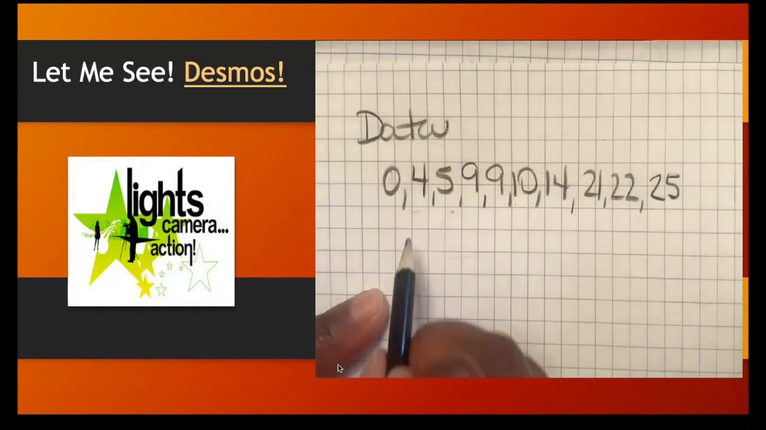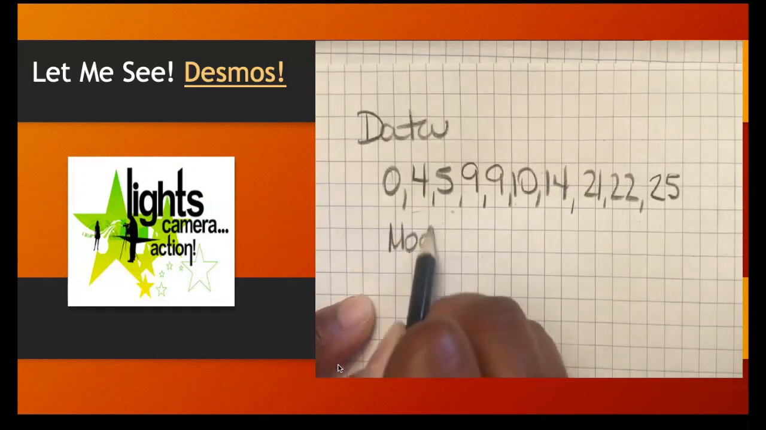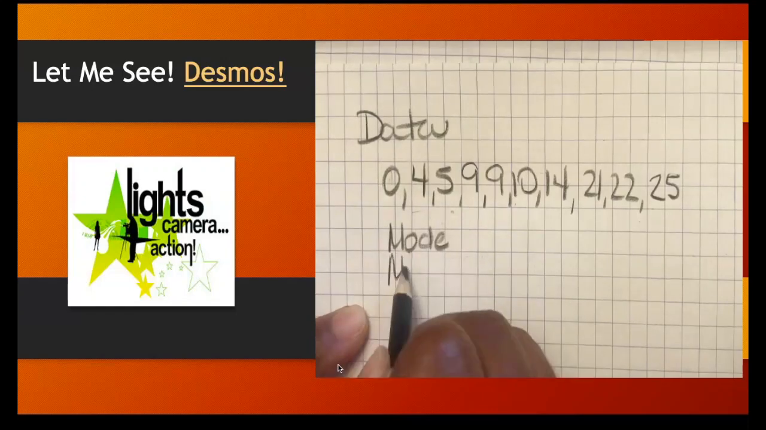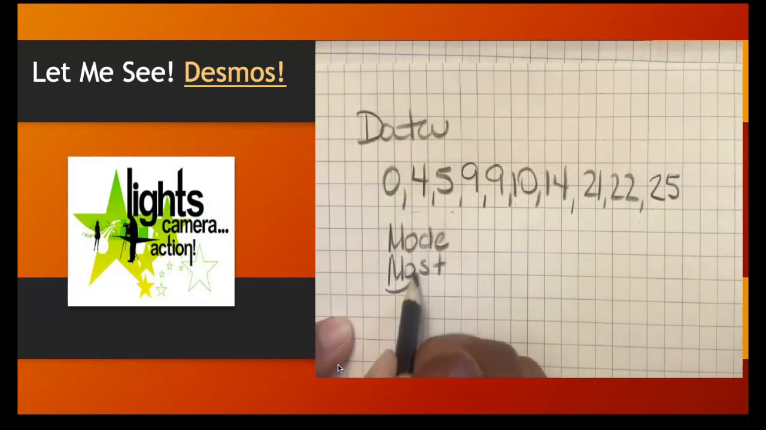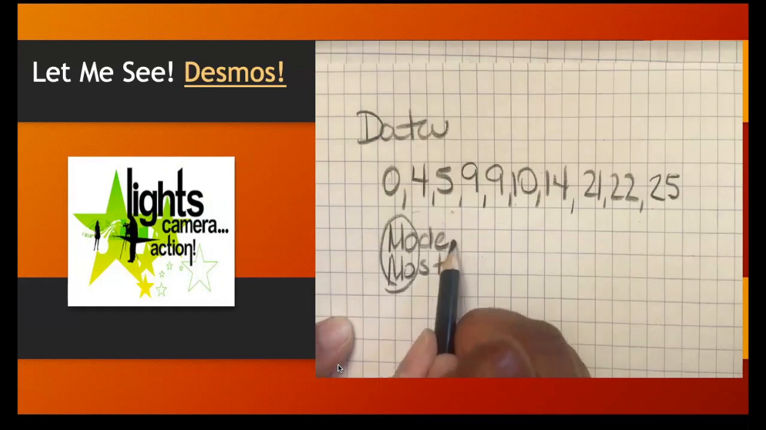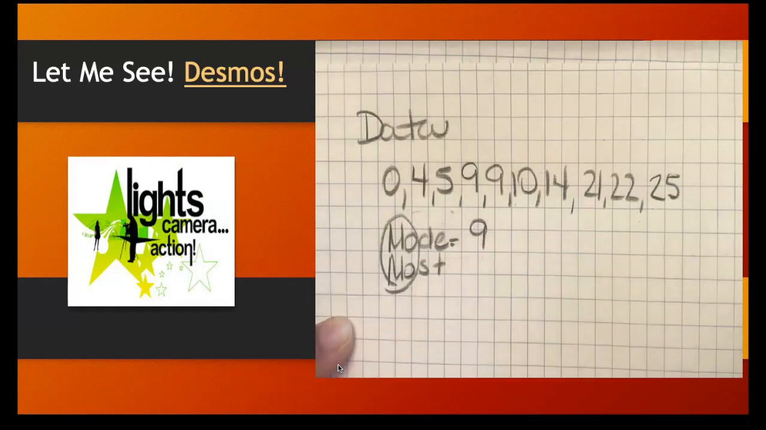One way to think about it: if we write the word mode and we think of the word most, what do we have in common? M and O. So that's one way you can think about it. So the mode in this set is 9.